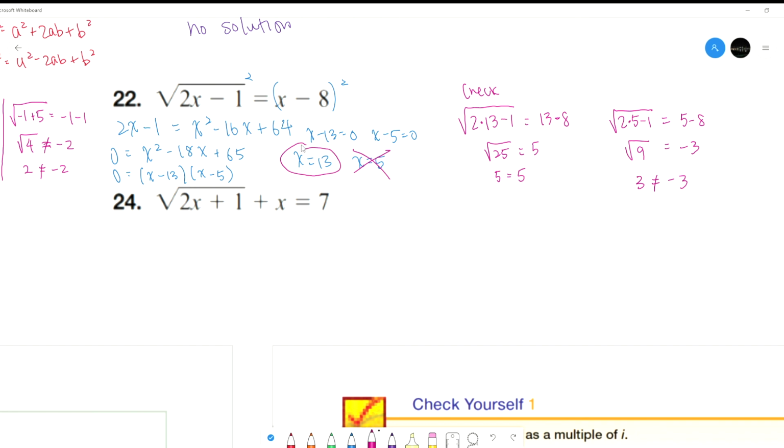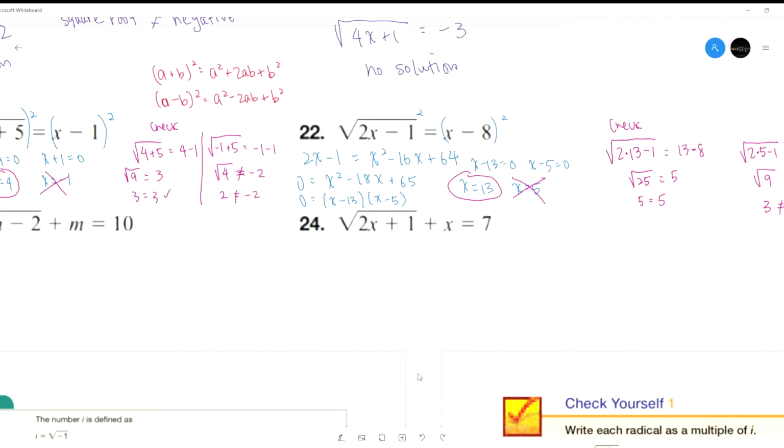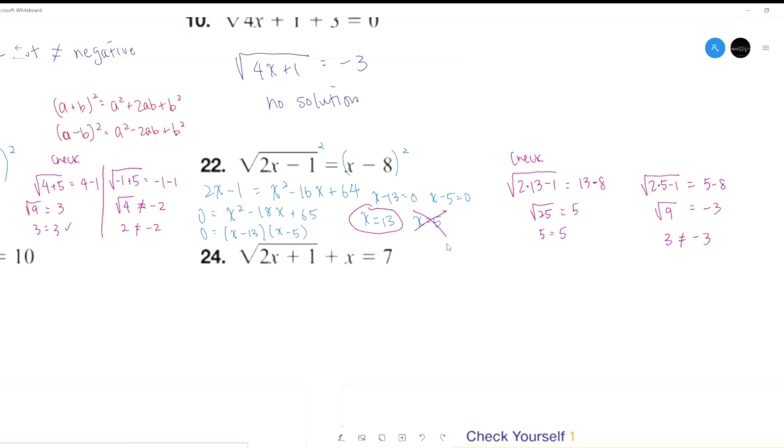So you do see the importance of checking, right? Either one or both can be extraneous. Sometimes you'll get none. Sometimes you'll see that both answers are actual solutions. So please check your work, okay?